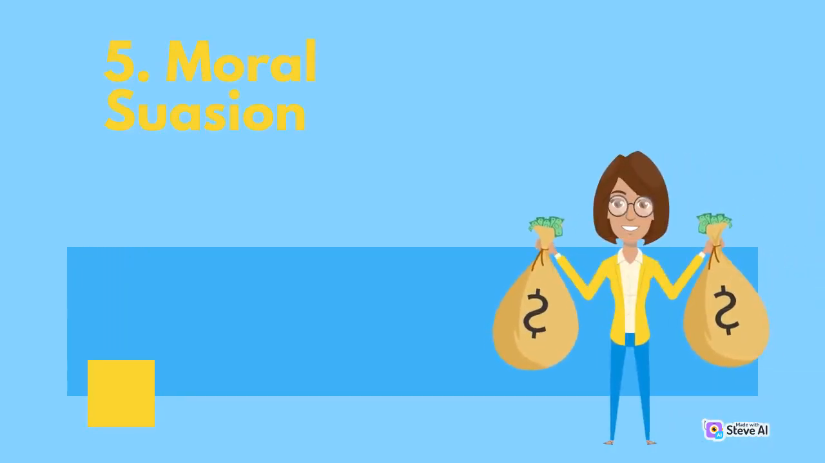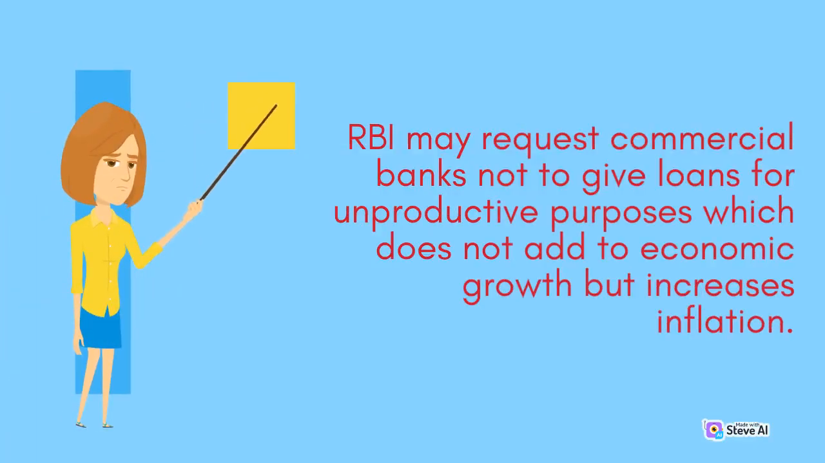5. Moral suasion. RBI may request commercial banks not to give loans for unproductive purposes which does not add to economic growth but increases inflation.